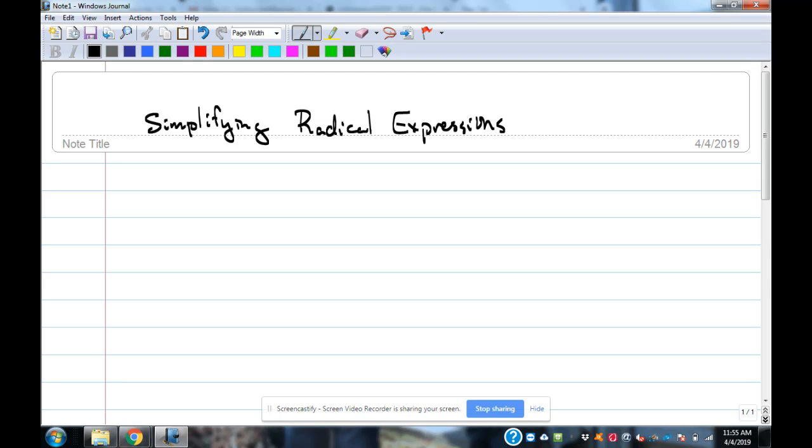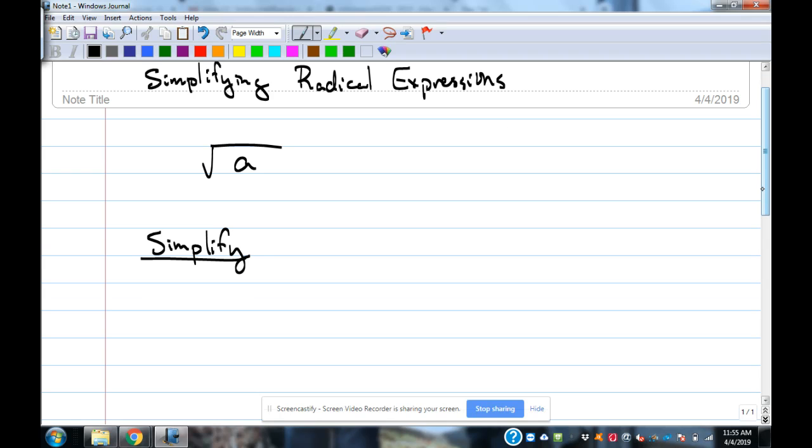So radical expression just means a root symbol, and we're dealing with square roots, and we'll have a number inside of that. So what we're going to do is take that square root and simplify it. We're not going to type it into a calculator and get the decimal for it. We're going to simplify the square root so that we get an exact solution.